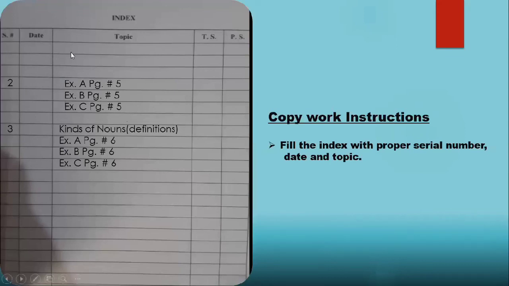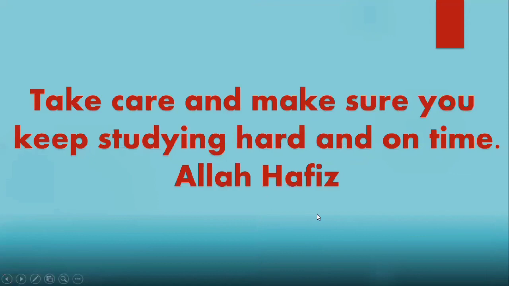I have not written part 1 here because you remember that we did parts of speech and definitions there. So I'll begin from part 2 here, the index. You have to do exercise A, page number 5, exercise B, page number 5, C. Then you have kinds of nouns, definitions, exercise A, B, and C. You know how you have to do it. Now fill the index with proper serial numbers, date, and topic. And this is the way you will do it.